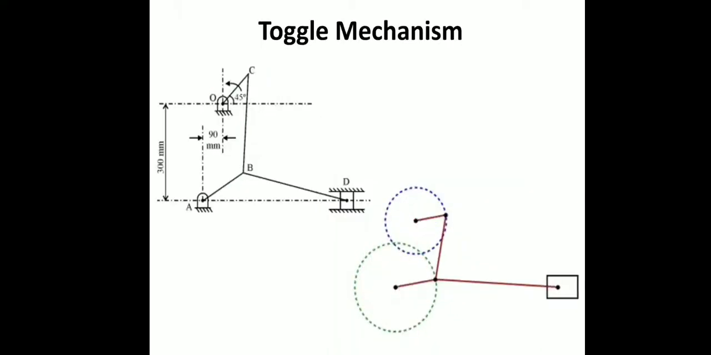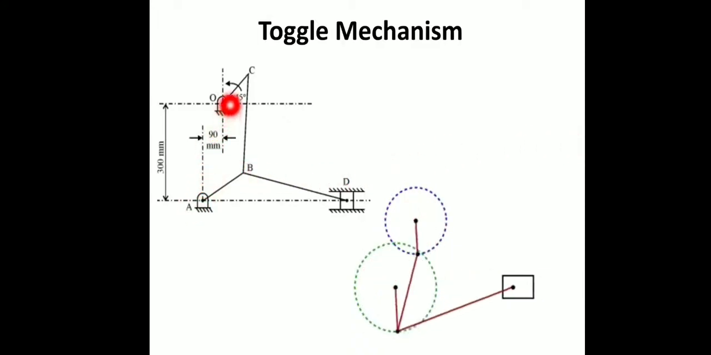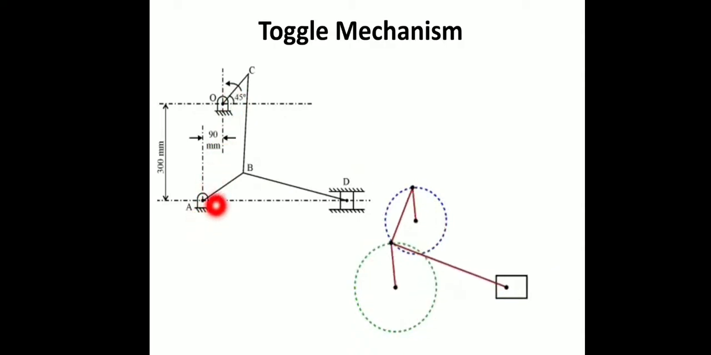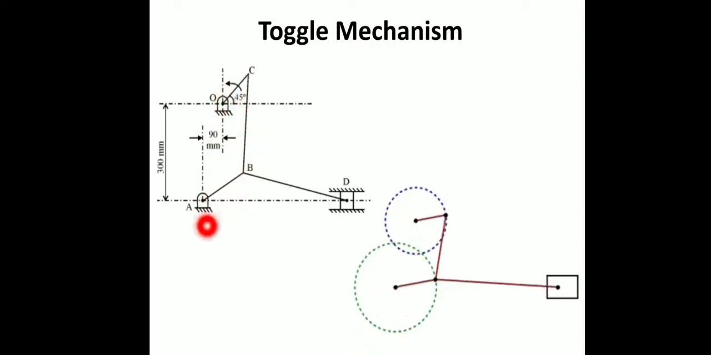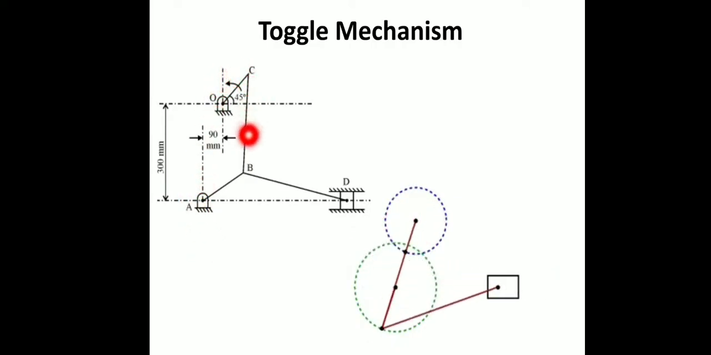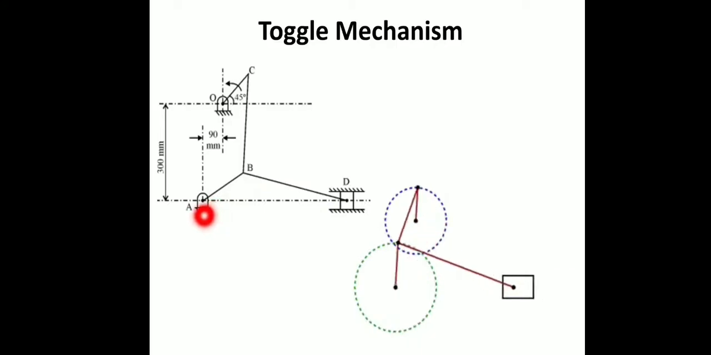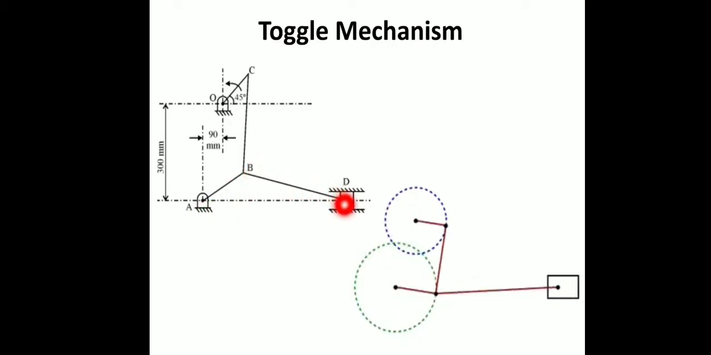Another important mechanism is the toggle mechanism. Actually, it is a combination of a 4-bar mechanism and a slider crank mechanism. It is a special mechanism. You can see the figure. There is a 4-bar mechanism, namely ABCO. That is, here this is a 4-bar mechanism, and there is another slider crank mechanism ABD.